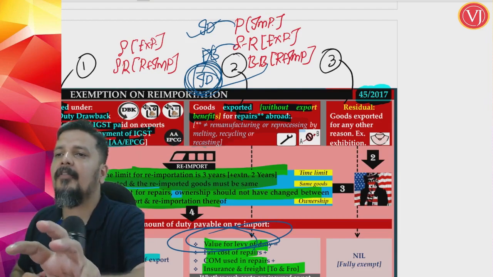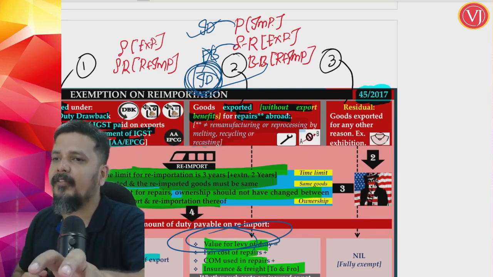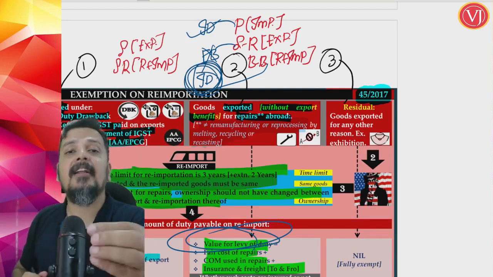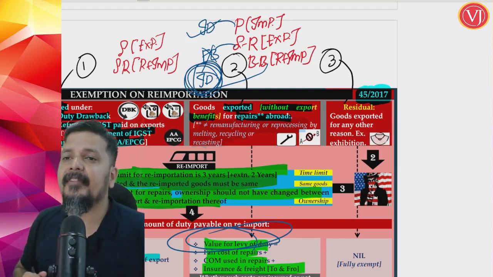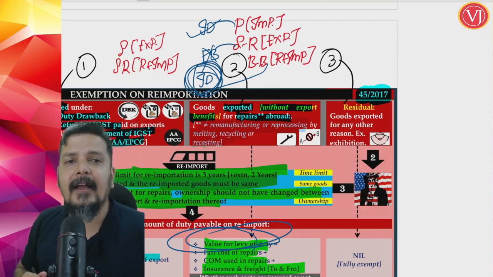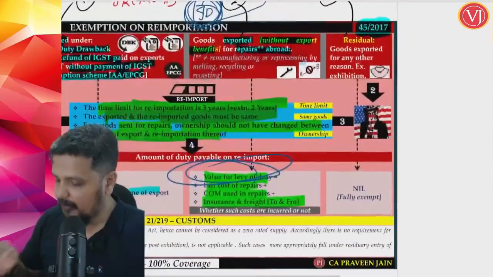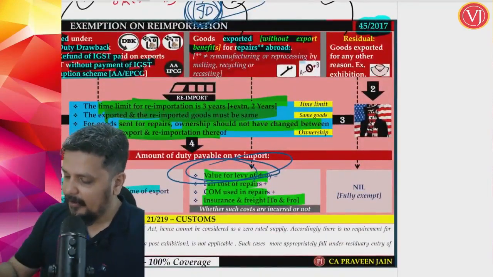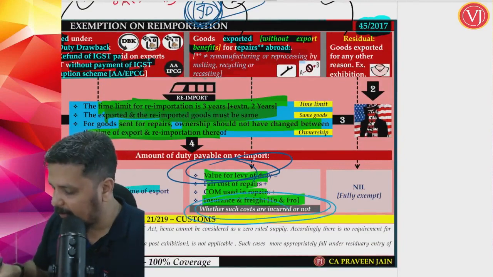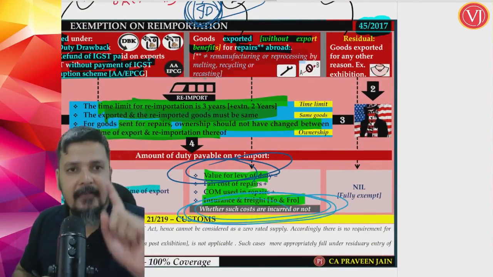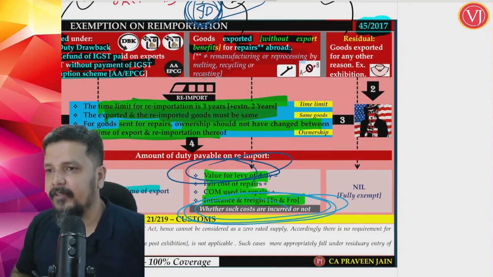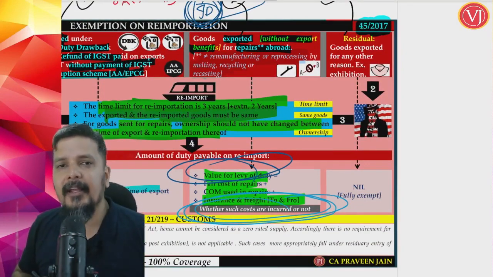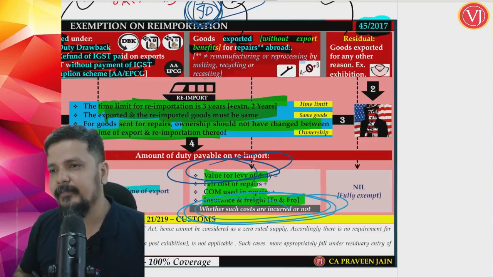So take the fair value of the repairs, including the cost of the materials used in repairs. Even if the repair is done free of cost, you have to take the fair value of cost. So that is given here. This note mentions "whether or not such costs are incurred", which means even if it is done free, for customs duty purposes you have to add all these and pay import duty.